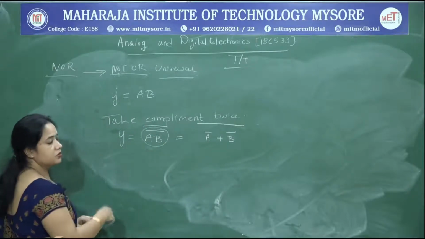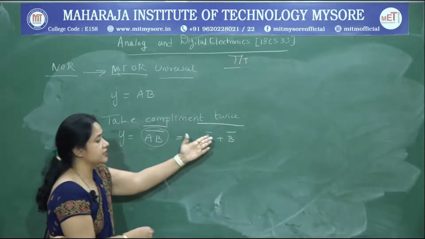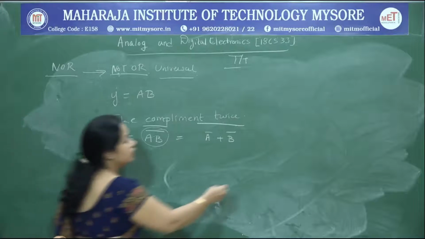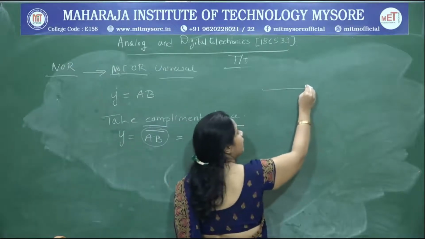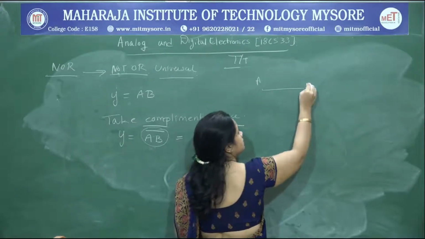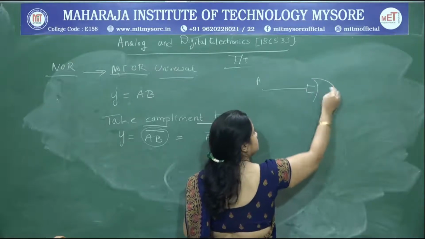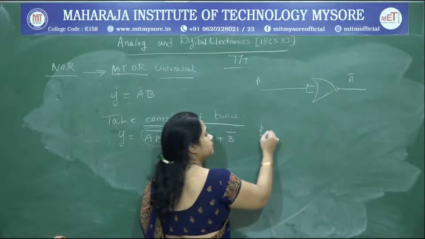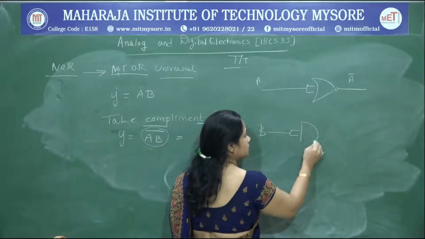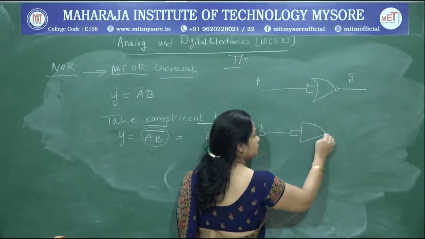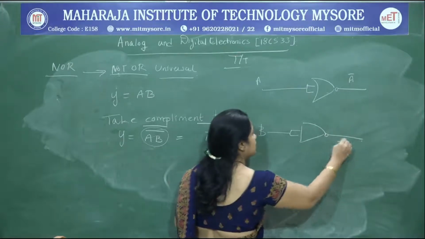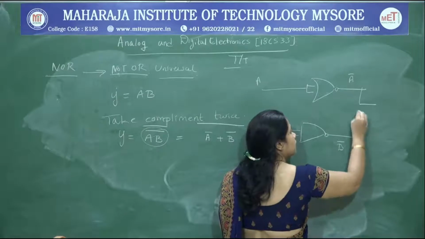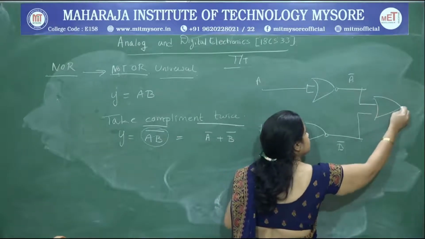Now we will try to realize this. It is possible for me to realize this using NOR gate. So how do I get A bar out of A? So this becomes A bar, B bar out of B. This is a B bar. Now what am I supposed to do? I just give it to one more NOR gate.